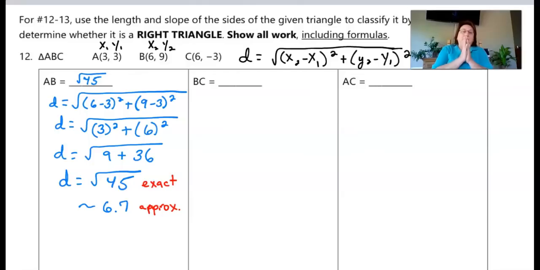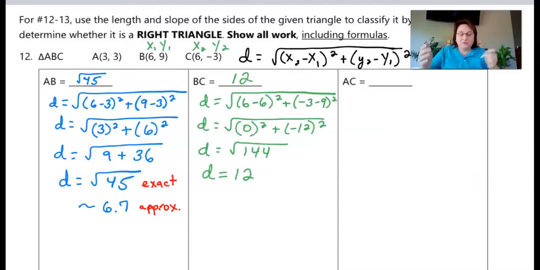Now for BC, I want you to plug in the distance formula and find the length of BC, and then I want you to tell me, what did you get for the length of BC?